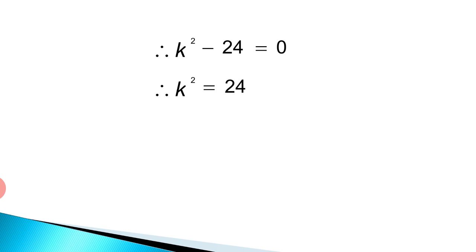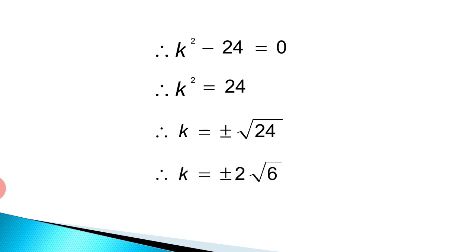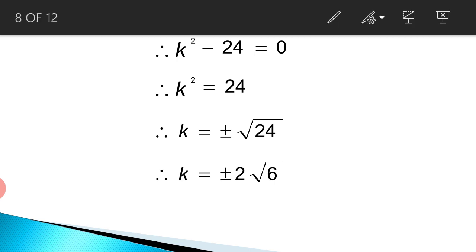Solve it, therefore k square is equal to 24. So taking square root of both sides, you get k is equal to plus minus root 24. That means k can be plus minus 2 under root 6. How did you get this? Do you remember? 24 is 4 into 6, so 4 will come outside as it is a perfect square, so it will become 2. So 2 under root 6, that will be the value.